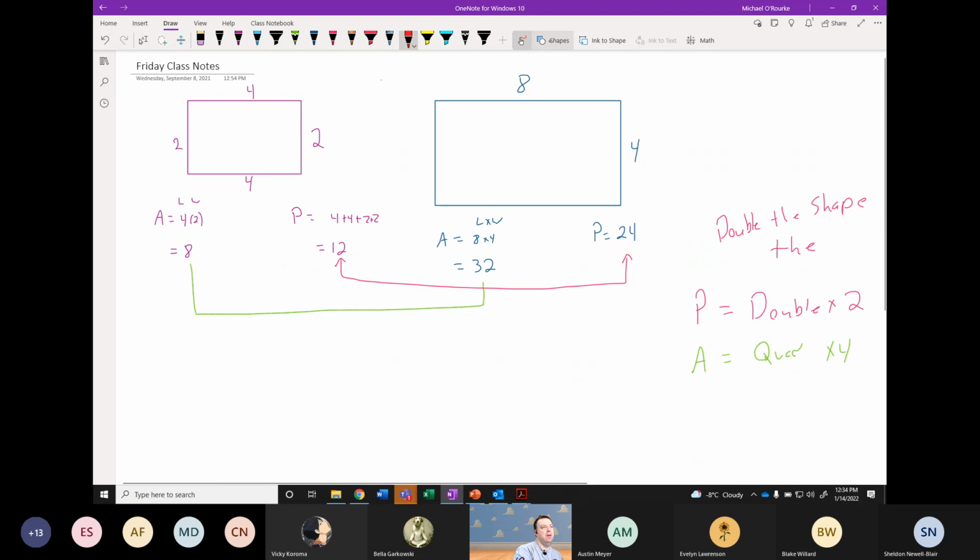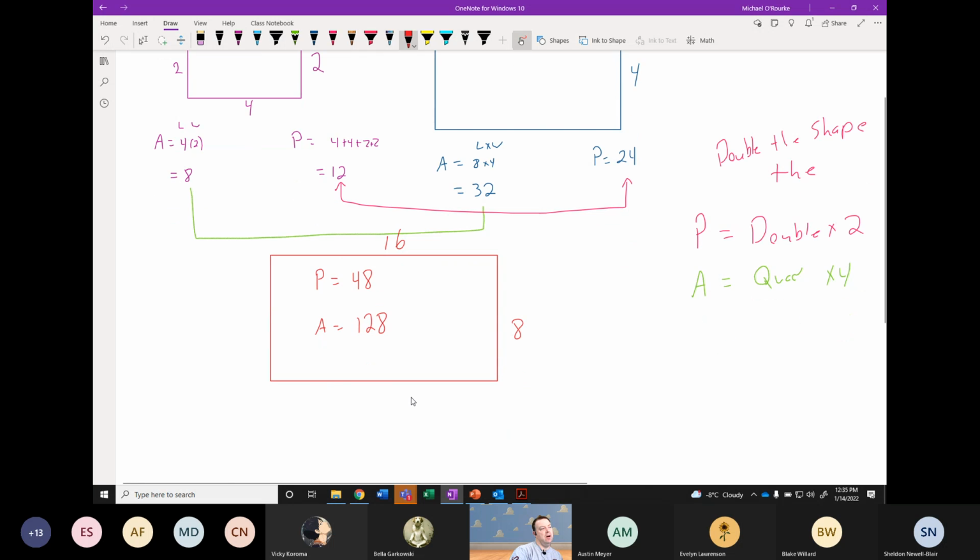Let's see if this holds. So if we're doing this, we're going to go 16 on this side and 8 on this side. So our prediction right now is we're going to double this. So our prediction is our perimeter will be 48. And our prediction is our area, we're going to times that by 4, 128. That's our prediction.